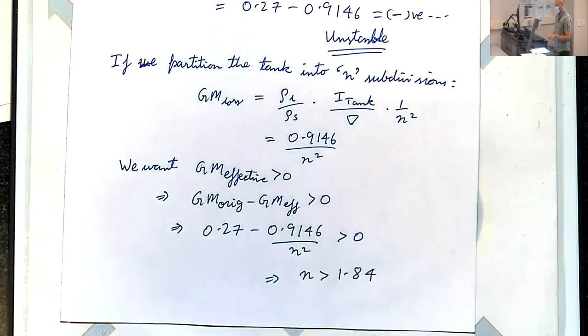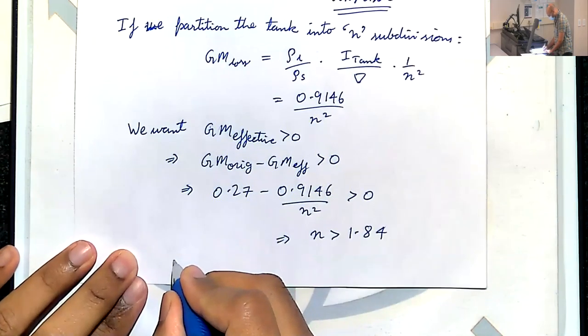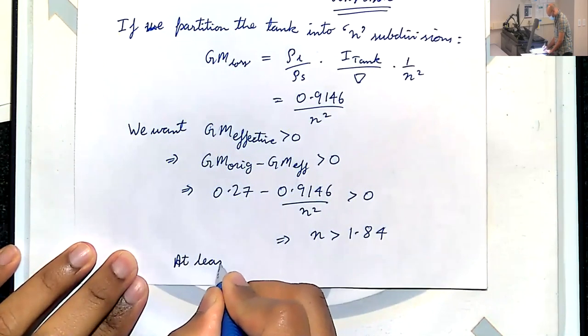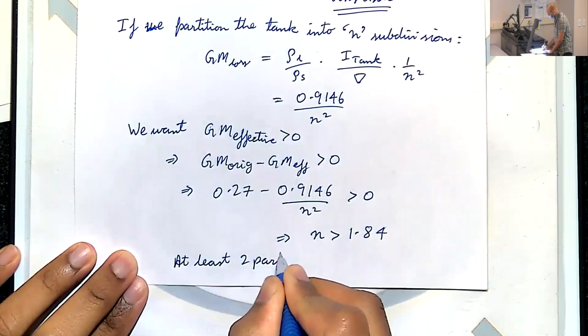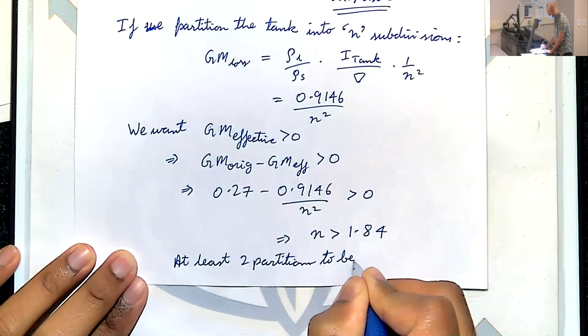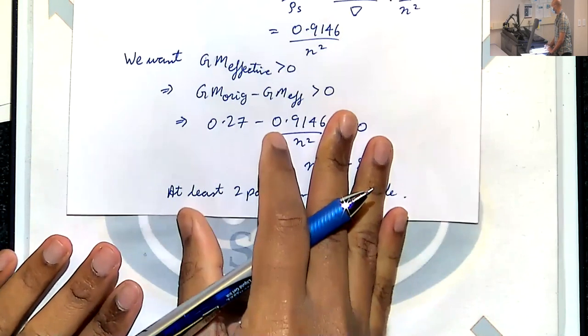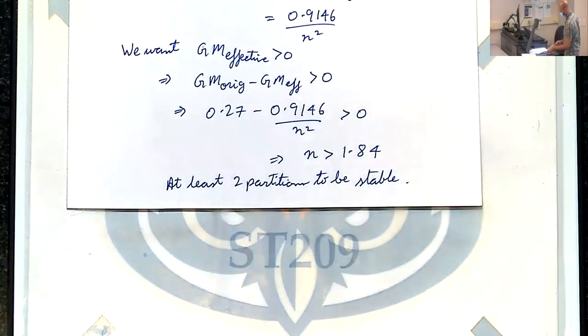How many partitions? Two partitions. Is 3 okay? Yeah, 3 is okay. 3 would be just more stable. So we need at least 2 to be stable. Without two partitions, without two subdivisions, the boat will capsize. So we need at least 2 partitions to be stable.